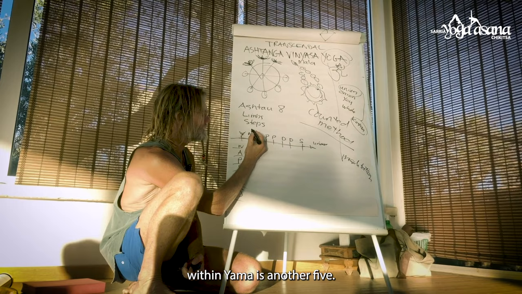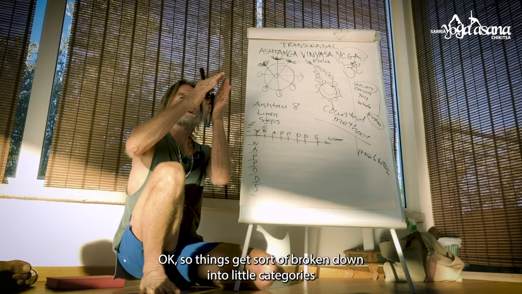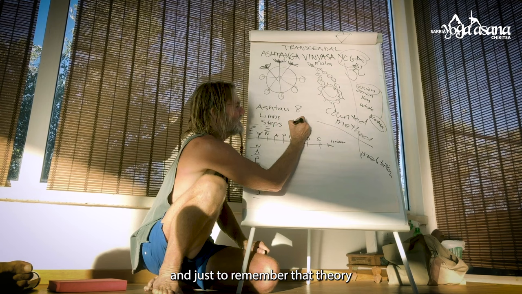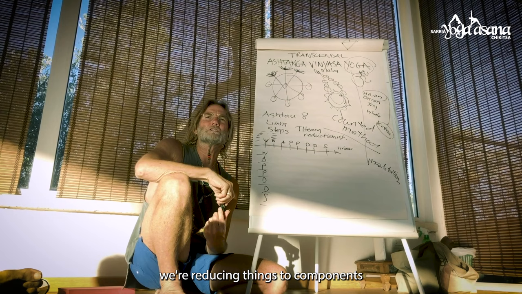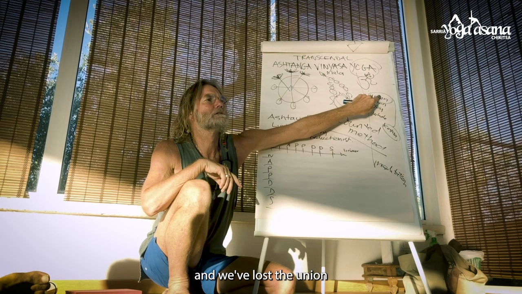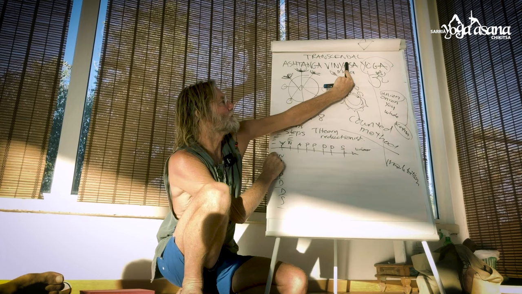Within Yama is another five. Within Niyama is another five. Okay, so things get sort of broken down into little categories. And just to remember that theory is a reductionist. We're reducing things to components, and we've lost the union when we break things down. And that's what tends to happen. We break things down to just Ashtanga. We lose the union of the whole vinyasa yoga.